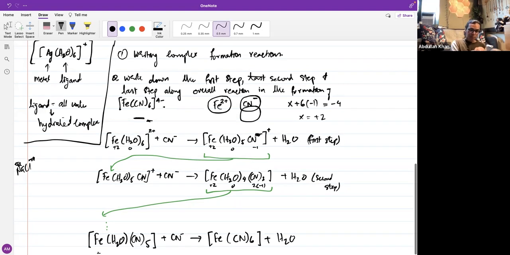Charges, plus 2, 0, 5 times -1. So that's 3 minus. And this one plus 2, 6 times -1, 4 minus. And that's it. The idea is very simple. Start with hydrated and replace one at a time. That's all it is. Oh, and also keep track of charges. Once you know the charges of your individual components, it's all about combining them. Okay, any questions?